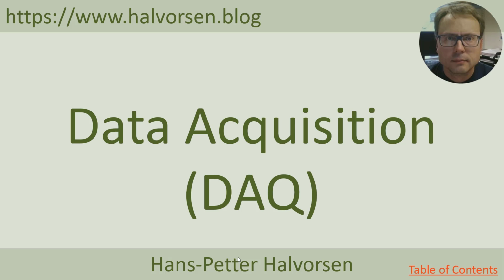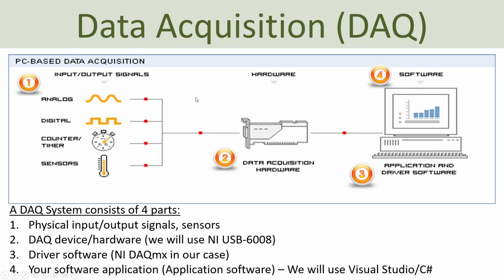So let's start with a short introduction to DAQ or data acquisition. So here you see an overview of the basic principles regarding data acquisition, or shortened DAQ. A DAQ system consists of 4 parts. Part number 1 here is the physical input-output signals. You could have different types of sensors. You could have output devices like valves, pumps, etc. So that's the first part. You need to have some physical input-output signals. And then next you need to have a data acquisition hardware like this USB 6008 or similar devices.